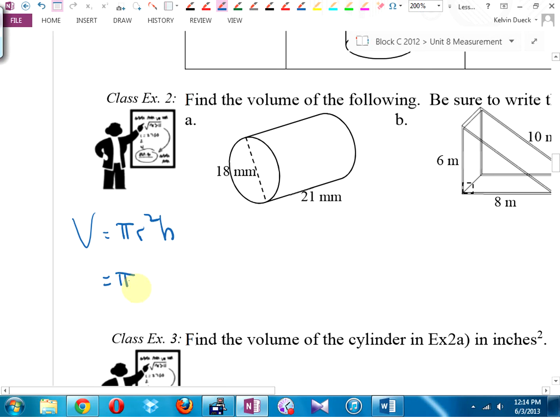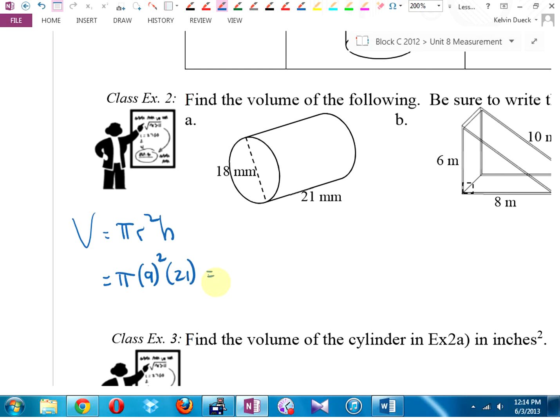Pi, careful, what's the radius? Not 18. 9. Yeah, 9 squared times 21. This is your chance on your calculator, which all of you have out, to find out where your pi button is, if you haven't already.